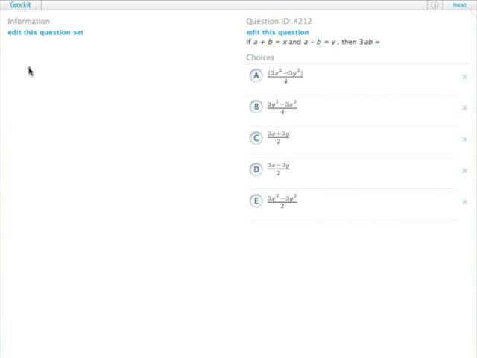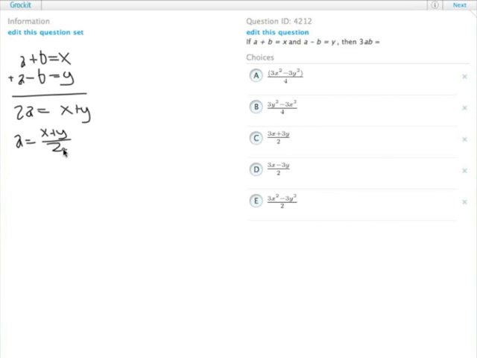So since in one of the equations we're adding b and in the other one we're subtracting, if we add the two equations together, the b's will cancel out. So a plus b equals x, added to a minus b equals y, gives us 2a equals x plus y. And we're trying to isolate for a, so a equals (x plus y) over 2.